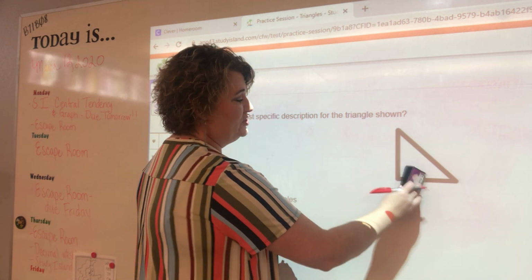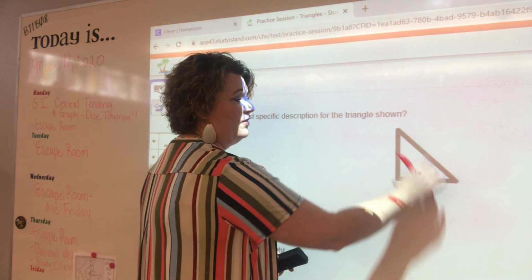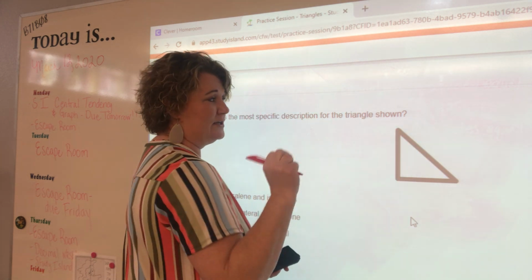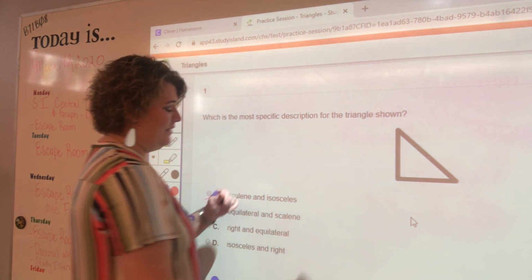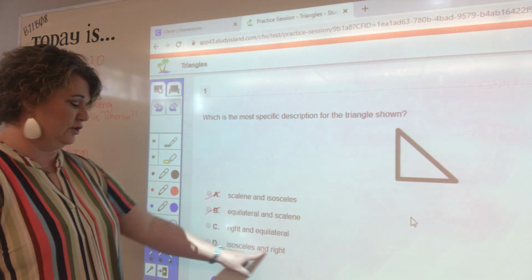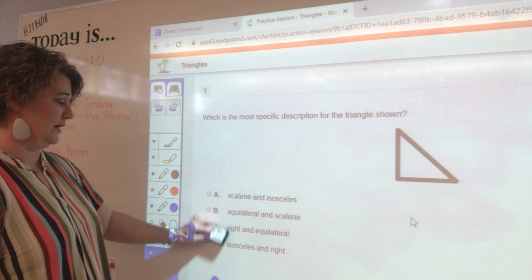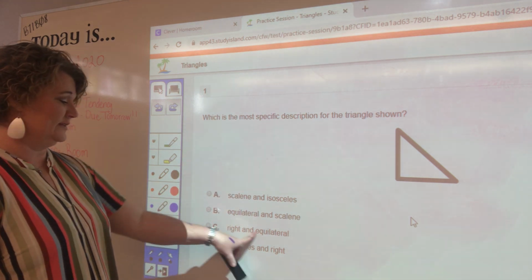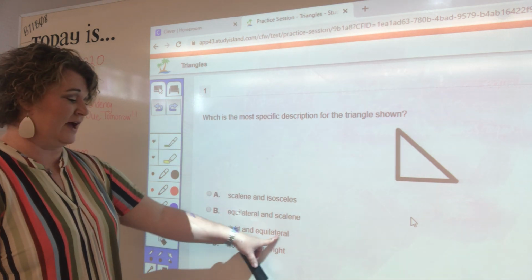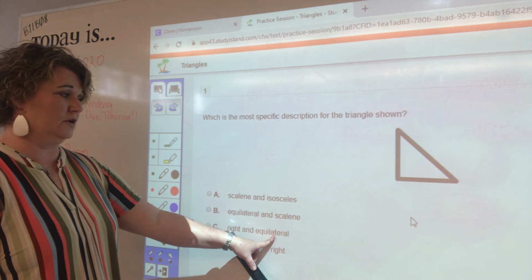So if two sides are the same and the third side is not, I've got two sides that are the same. If you look at your notes, that meant isosceles. So your answer to this would be isosceles and right. Why is it not C? Because all sides would have had to be the same for equilateral, all sides.